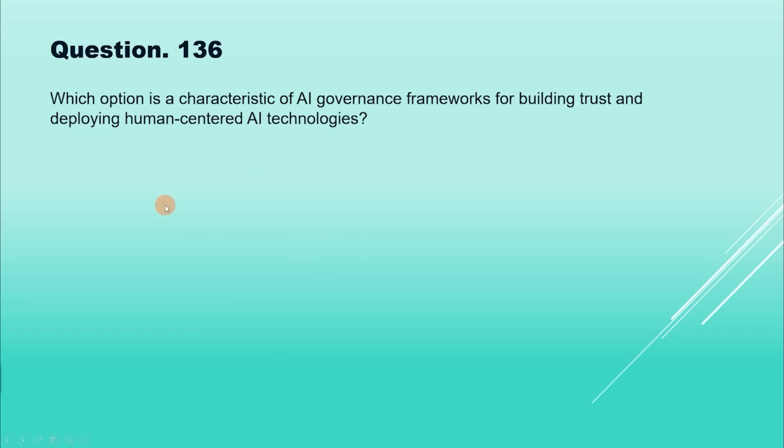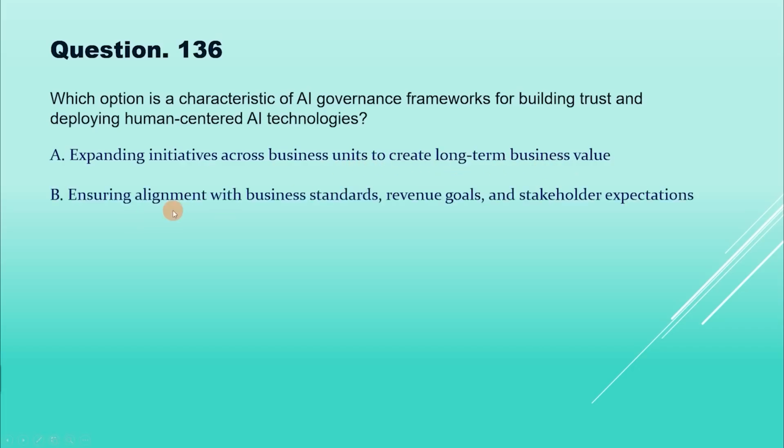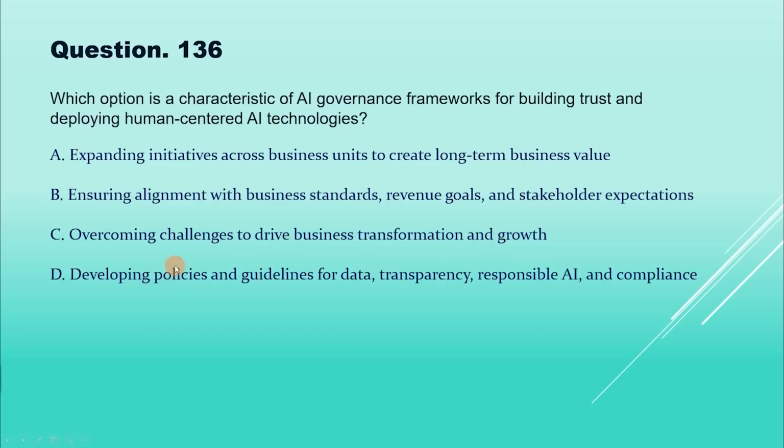Now question number 136. Which option is characteristic of an AI governance framework for building trust and deploying human-centered AI technologies? Option A, expanding initiative across business unit to create long-term business value. Option B, ensuring alignment with business standard, revenue goals, and stakeholder expectations. Option C, overcoming challenges to drive business transformation and growth. Option D, developing policies and guidelines for data transparency, responsible AI, and compliance. So these are the options. Take your time to guess the correct one.